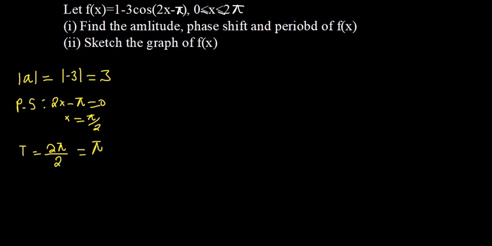I can even include also the vertical shift. The vertical shift is the constant that you can see added to the function. So that is y is equal to 1. After this, now we are able to sketch our function.